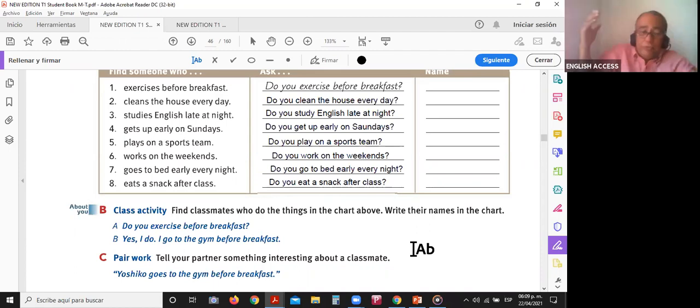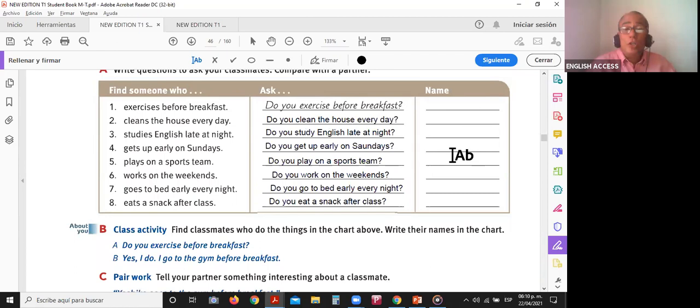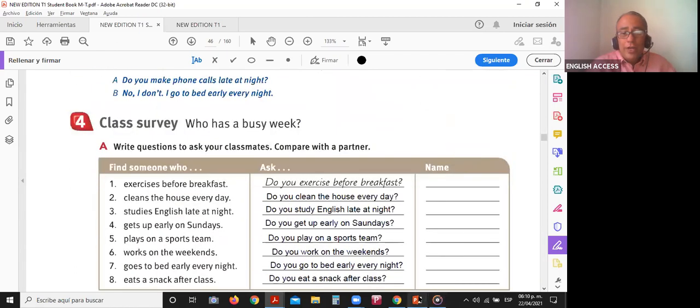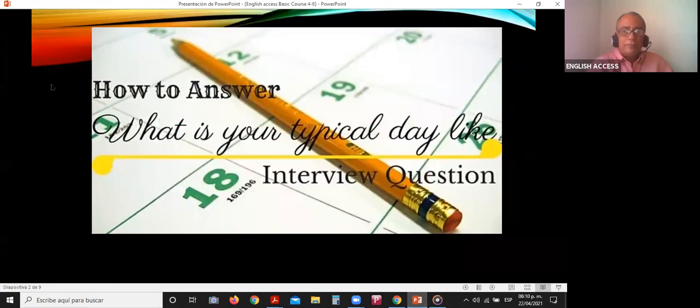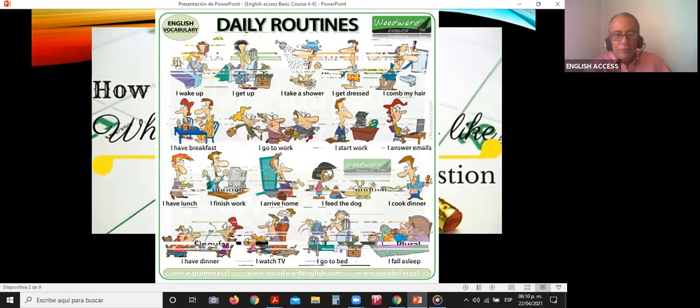So these are activities somebody can do. The activity says, find someone who, but we create the questions. In this case, we need to ask your partners. And we are going to do this on Monday, okay? So I'm going to see you guys on Monday. Remember, we are talking about activities. These are many activities we do.